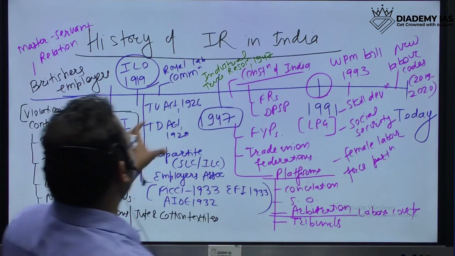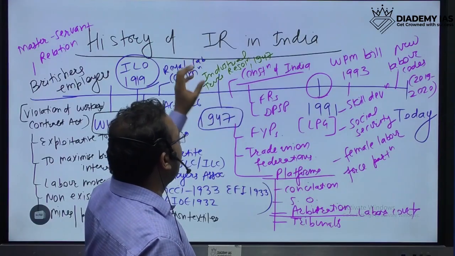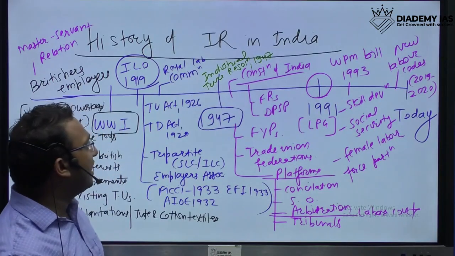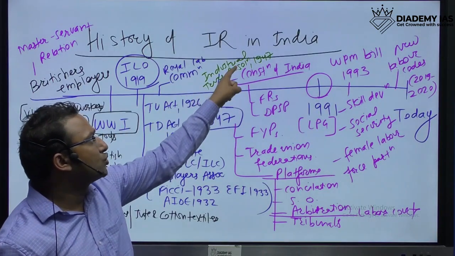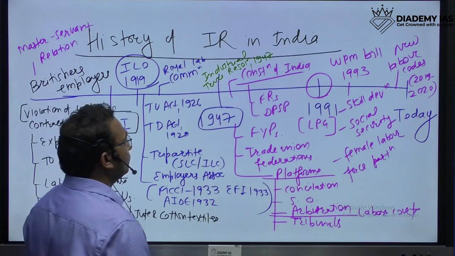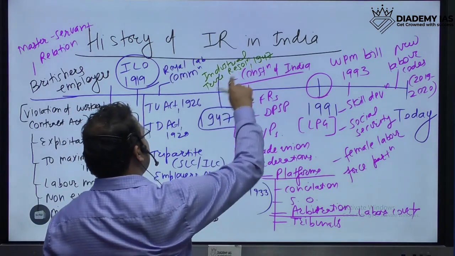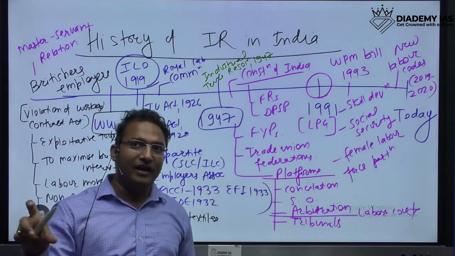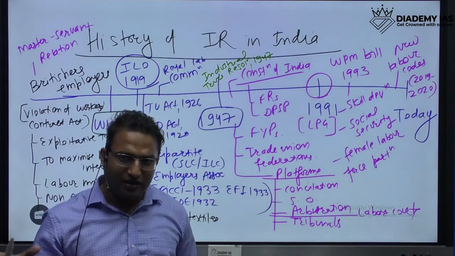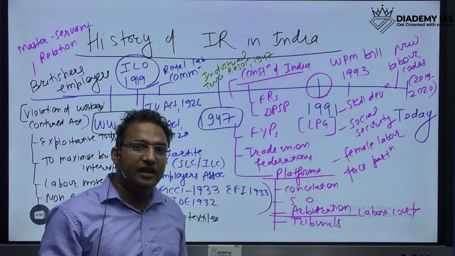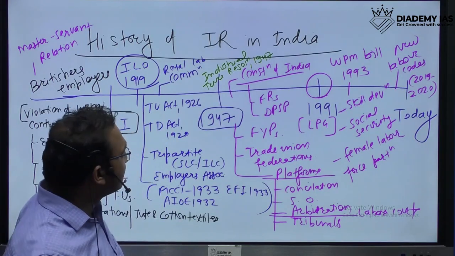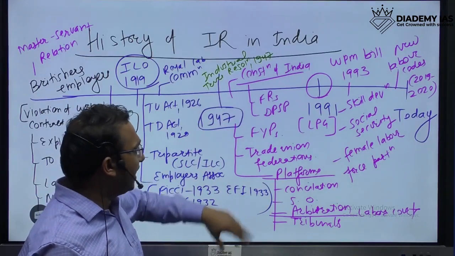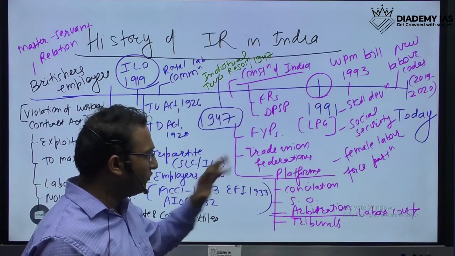Then came 1947. We had the Industrial Truce Resolution 1947. The Industrial Truce Resolution was an outcome of the tripartite conferences. Workers, management and the government sat together and came up with this resolution. And after 1947, we had the Constitution of India, Fundamental Rights, DPSP that we have already studied.